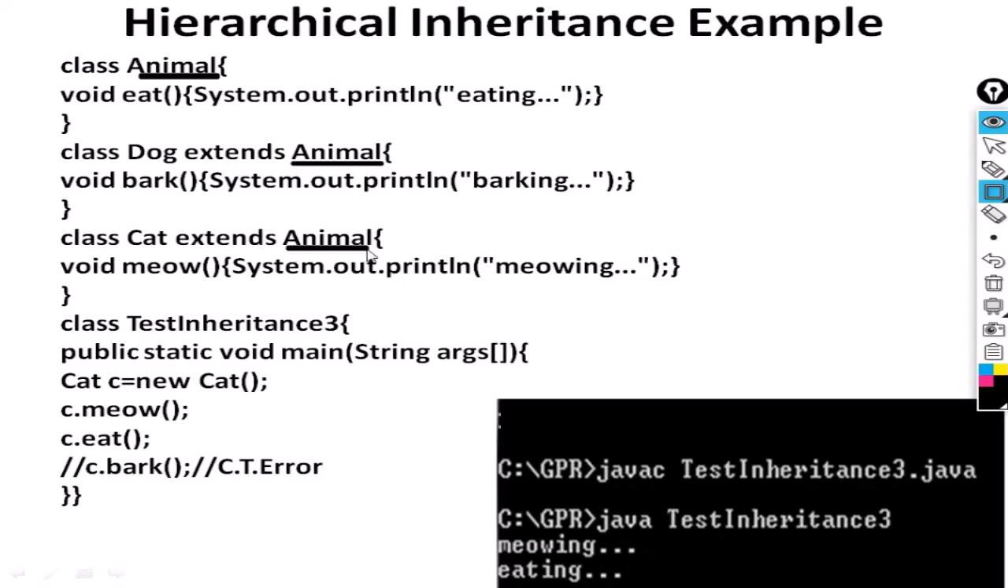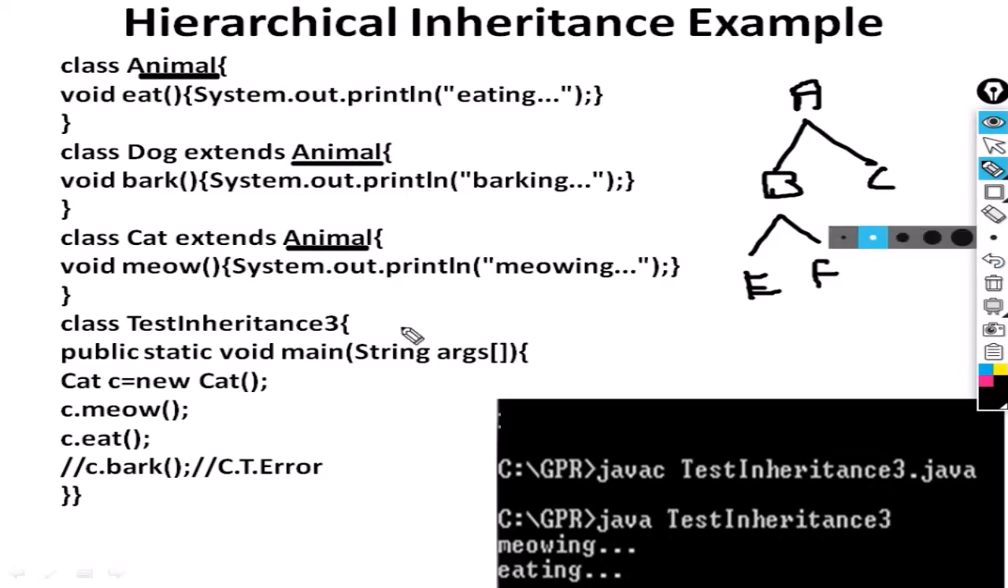In the previous one we have seen multi-level inheritance. Hierarchical inheritance means, for example, A is a parent. A has two children, B and C, like a tree-like structure. B may have two children, E and F. But here you can extend as many classes as you can.